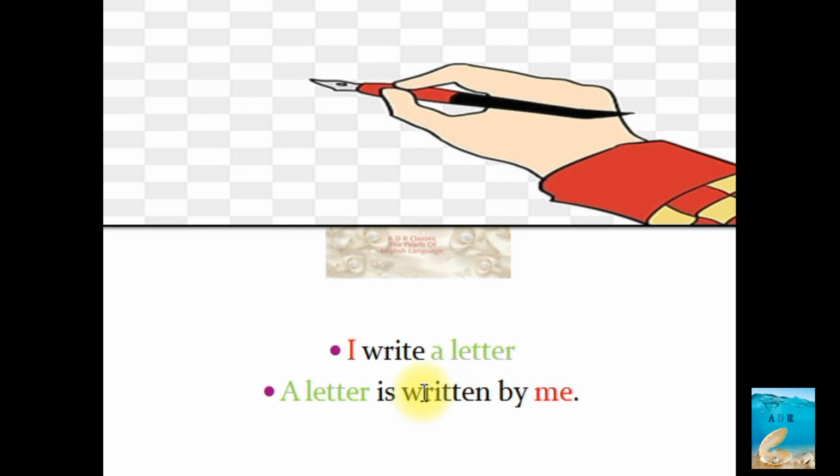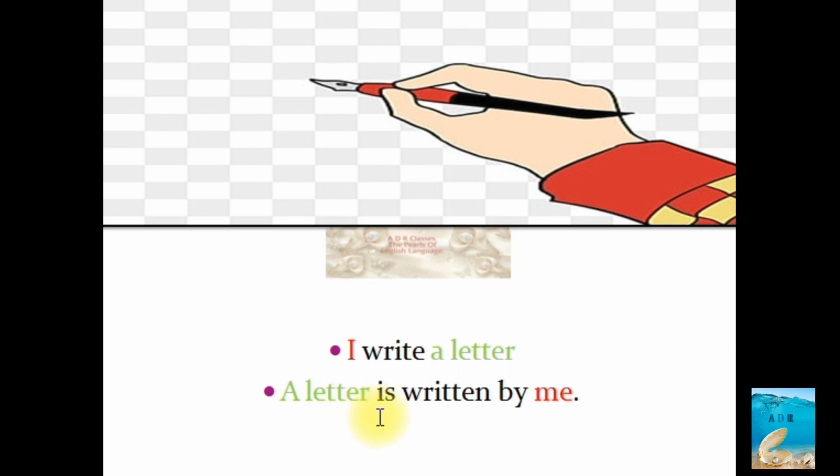"I write a letter." I has become me here. I has gone to the object place. A letter is in the subject place now. "A letter is written by me."